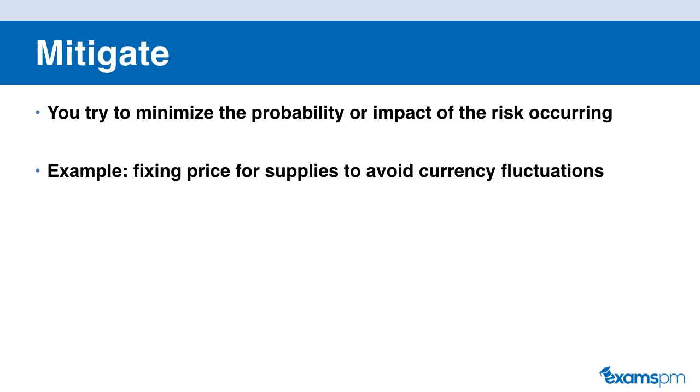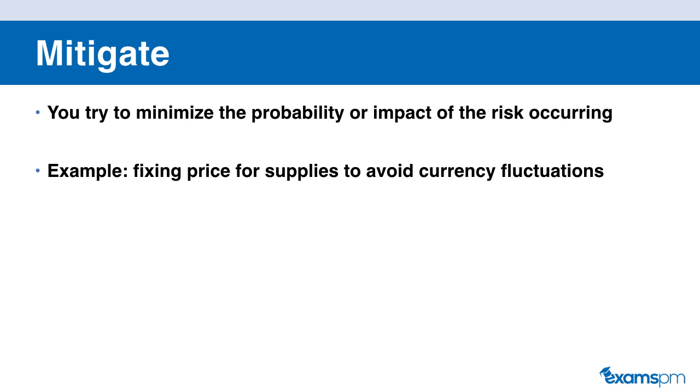Now let's take a look at our second risk response strategy, which is to mitigate. In the mitigate risk response strategy, you try to minimize the probability of the risk occurring and the impact that it will have on your project. So let's take a look at an example.